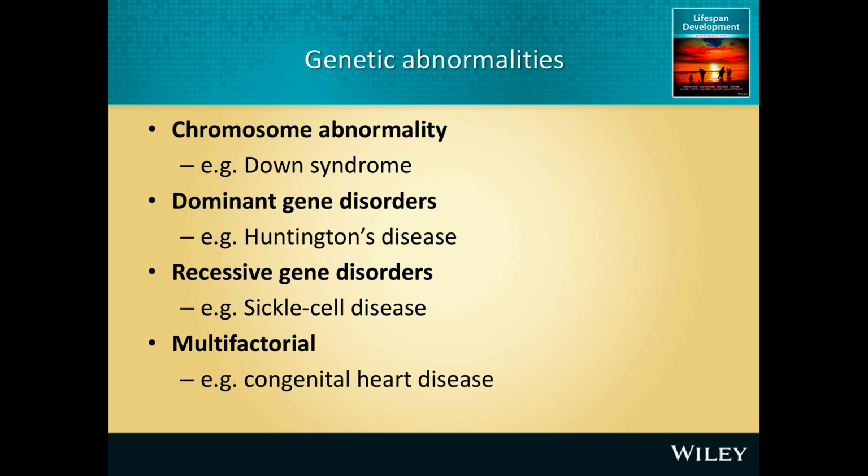Huntington's disease is a dominant gene disorder. It requires only one abnormal gene from either parent to affect the child, and it results in a gradual deterioration of the central nervous system, which causes uncontrollable movements and mental deterioration. Typically it appears in the 30s and 40s and always proves fatal.